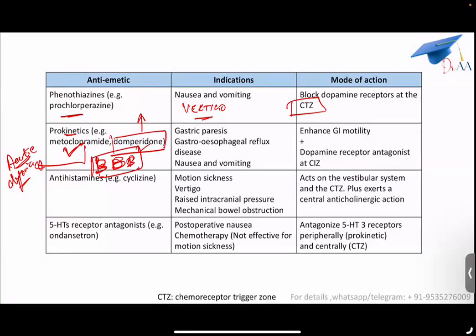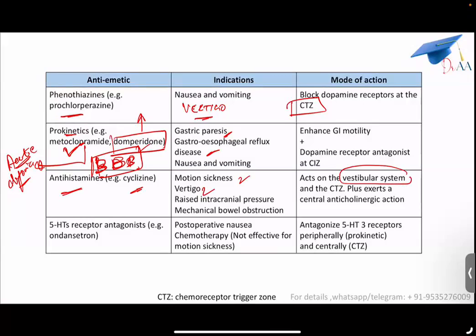As it increases GI motility, you can use it in patients who have reflux, or who have gastroparesis. In these patients, it will be much more helpful. Antihistamines like cyclizine are very useful in vertigo as well as motion sickness. It acts on the vestibular system, which is why it is very helpful.